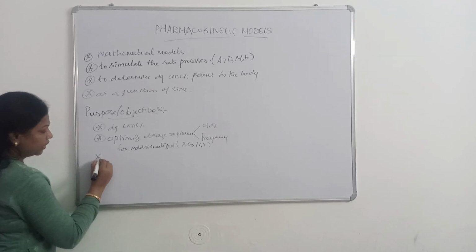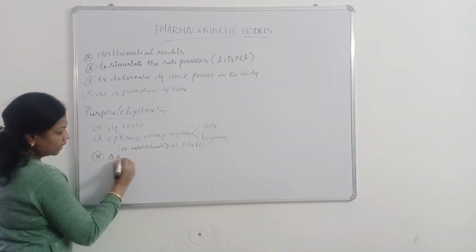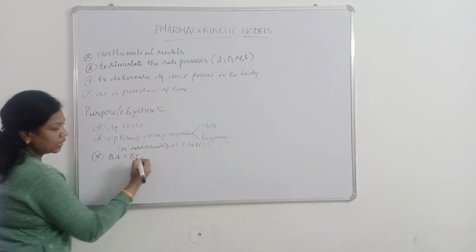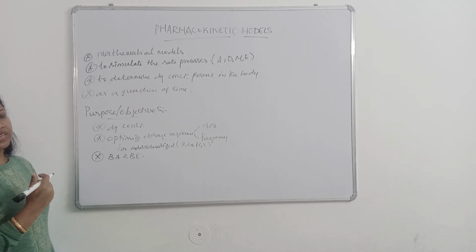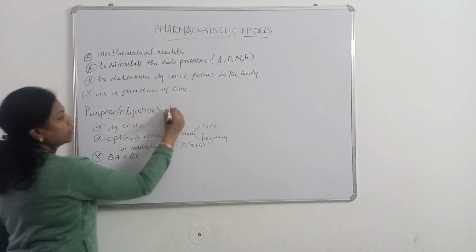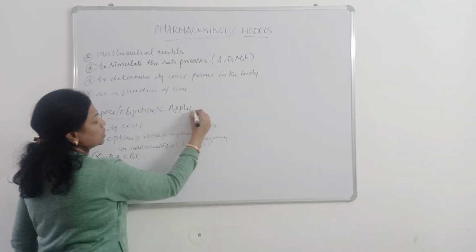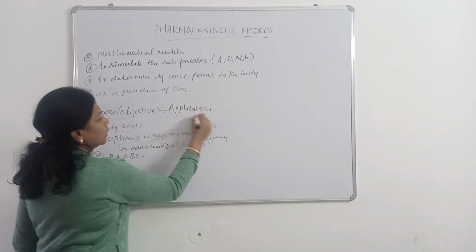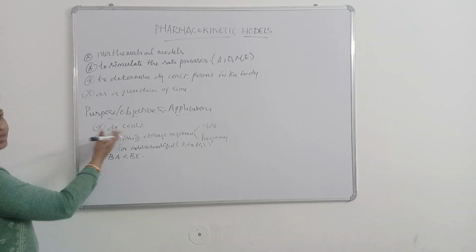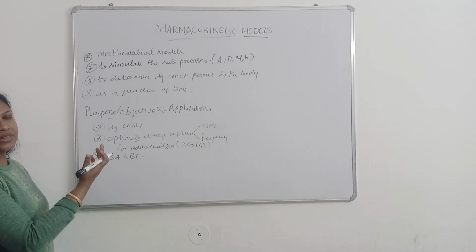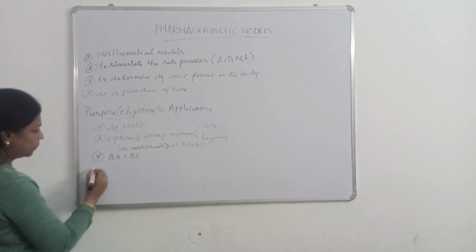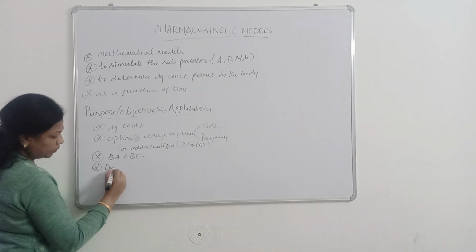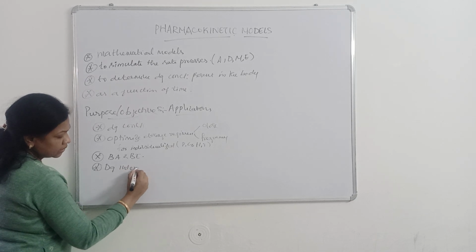So next, we can determine the bioavailability and bioequivalence. Now this is the next application of these pharmacokinetic models. This can be known as applications, purpose, or objective. So applications may be to determine drug concentration in a normal patient, to optimize the dosage regimen, and to determine bioavailability and bioequivalence. Then we can determine the drug interactions.